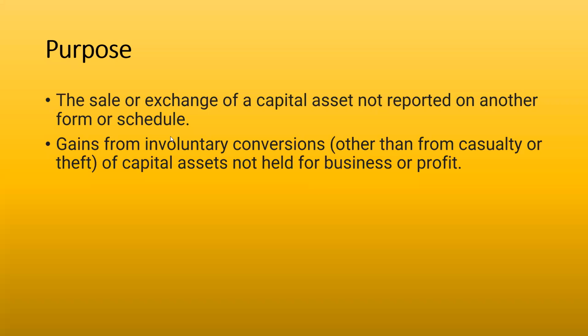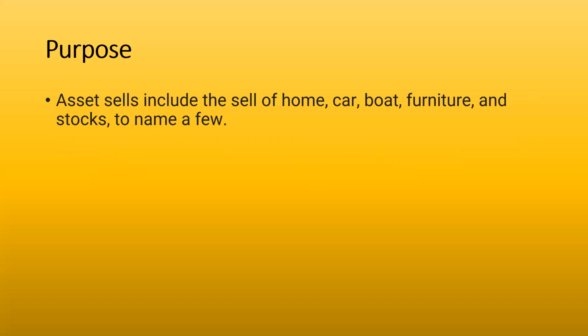And to start the process of using it, first, the purposes for the IRS form Schedule D: the sale or exchange of capital assets not reported on another form or schedule, gains from involuntary conversions other than from casualty or theft, and capital assets not held for business or profit. Also, asset sales include the sale of a home, car, boat, furniture, stocks, just to name a few.